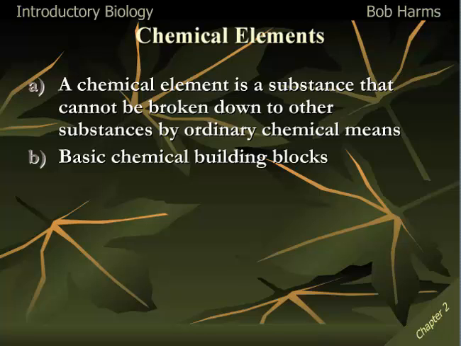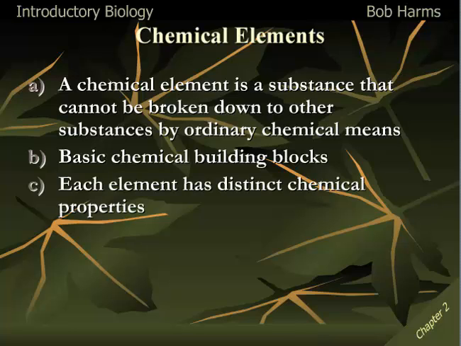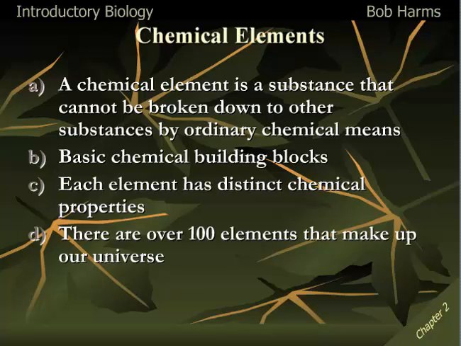There are over 100, and certainly in your book you'll find a chart of the different chemical elements, and each chemical element has slightly different chemical properties to it. And so each of these different elements represents slightly different chemical building blocks that we may combine in different types that are going to give us chemicals that have different chemical properties. And again, if we look at our universe and our planet, there are over 100 different chemical elements that make up all the different structures that we find.